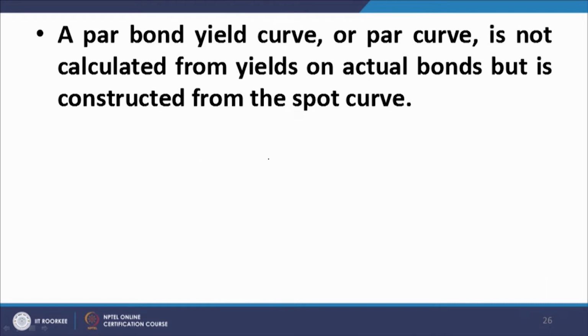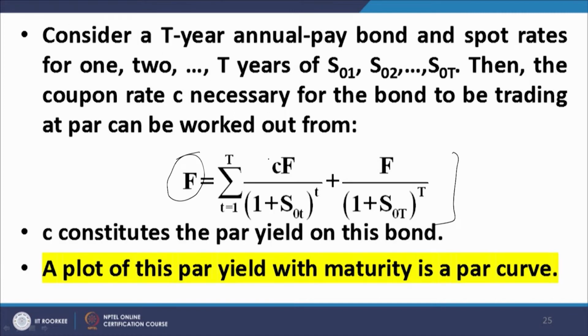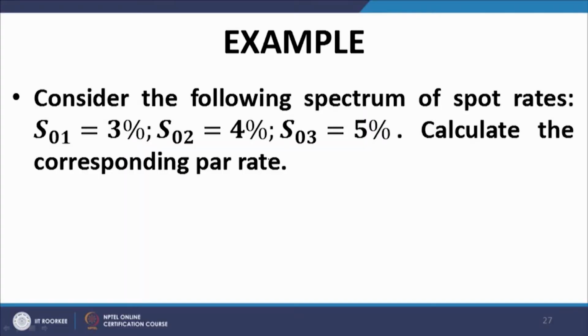The par bond yield curve, or par curve, is not calculated from yields on actual bonds, but is constructed from the spot curve. As you can see from this formula, all we need is the spectrum of spot rates corresponding to the cash flow pattern of the bond, and we can work out the value of C at which the bond is quoting at par. This is an example which illustrates what I have just talked about.